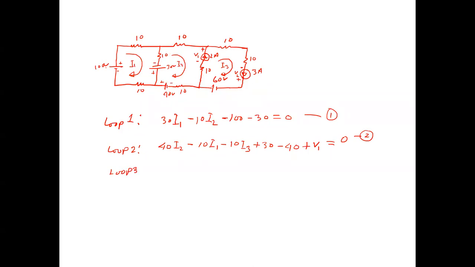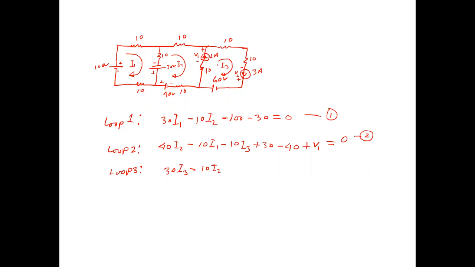Okay, loop 3. Our total resistance is 10, 10, 10, total 30. So 30 I3 minus, this resistance is used in this loop, so minus 10 I2. Clear?